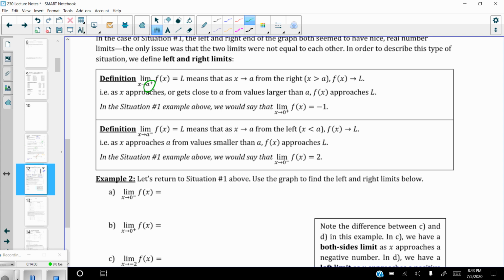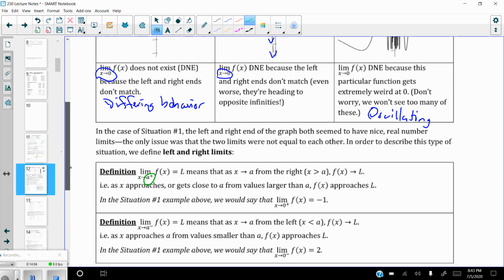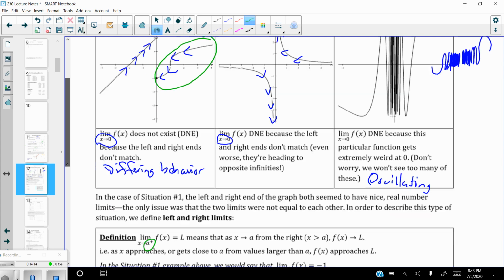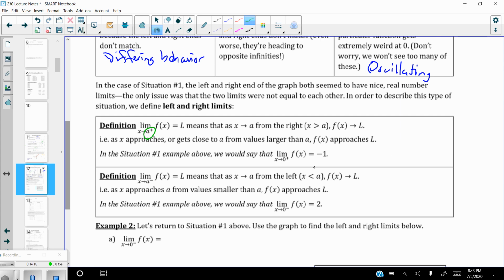Just know that you're going to be looking on the right-hand side of a and seeing what the value looks like it's approaching. So if we go back to the first one, if we look at this thing from the right-hand side of a, that was this piece right here. Well, the limit seemed to be approaching -1, which is what it says right here. The limit as x approaches 0 from the positive or right-hand side was approaching -1.